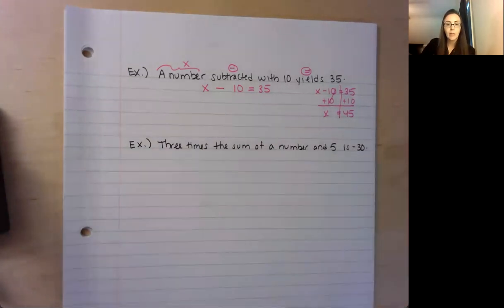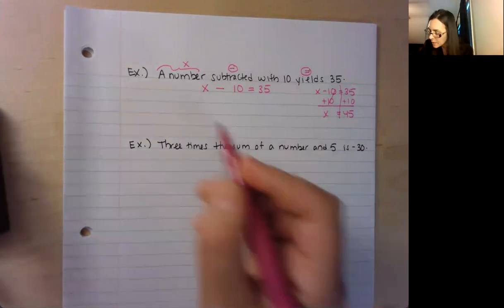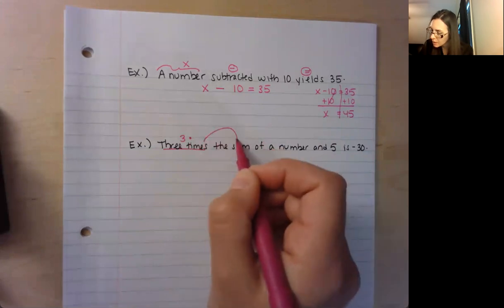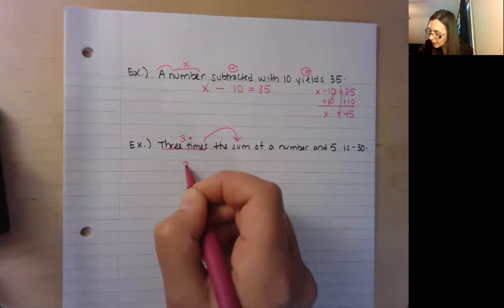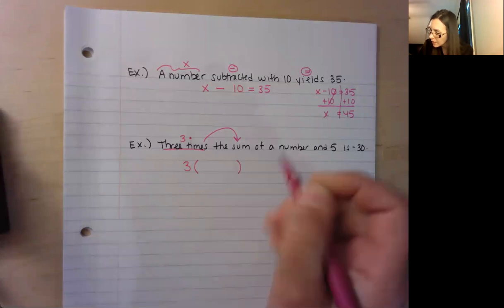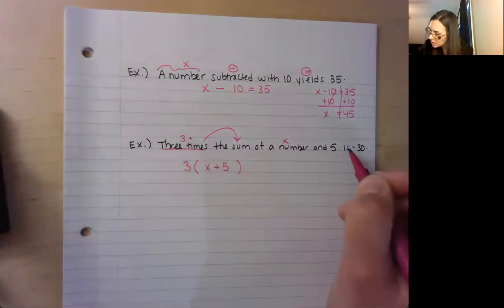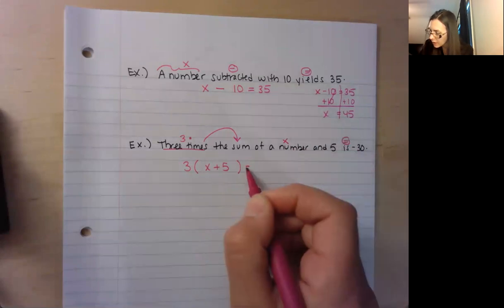Here, 3 times the sum. So 3 times obviously means 3 times. But notice here we're multiplying by the sum. So this is going to be 3 times the sum of a number and 5. So 3 times (x plus 5) is equal to -30.